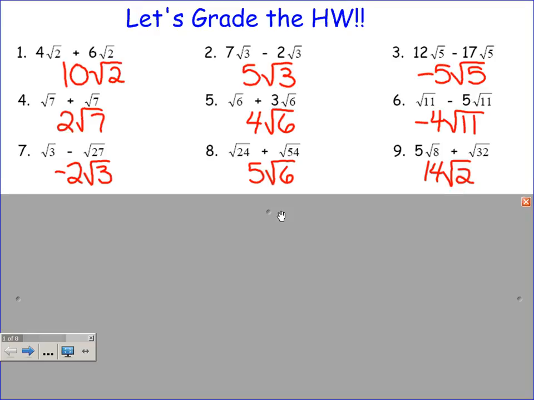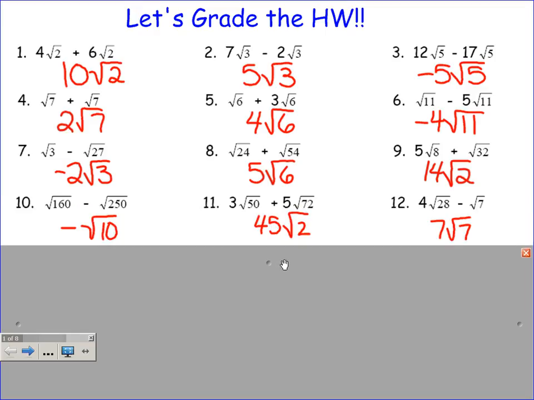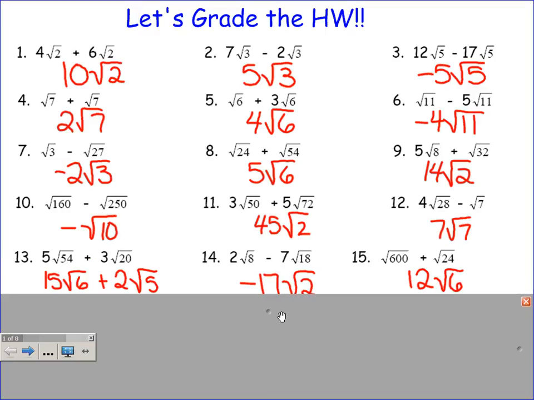These next few required a little bit more work. I did not show the work, but if you need to go back to our notes or anything else, you can see similar work. Number 7 is negative 2 times the square root of 3. Number 8 is 5 times the square root of 6. And number 9 turns out to be 14 times the square root of 2. Number 10, again, a lot of work for some of these. It just turns out to be negative square root of 10. Number 11 is 45 times the square root of 2. And number 12 is 7 times the square root of 7.